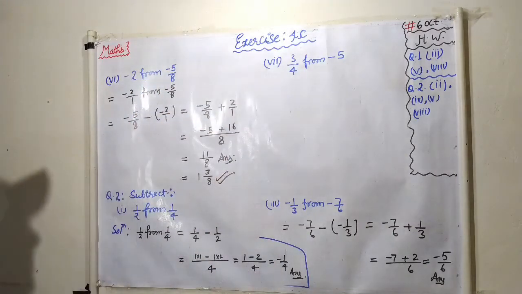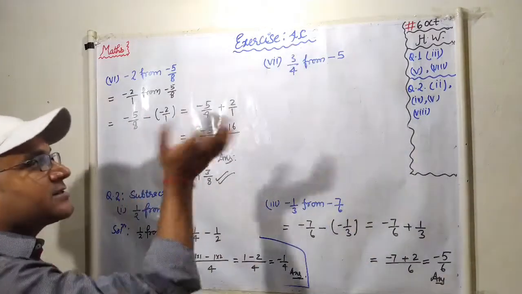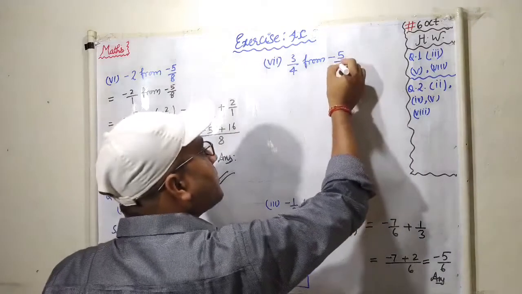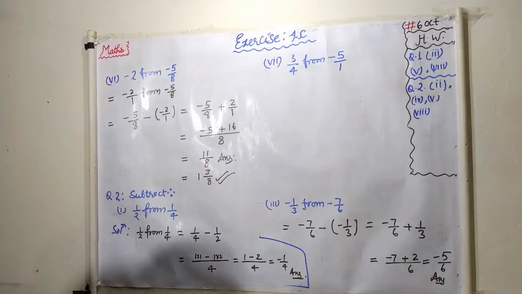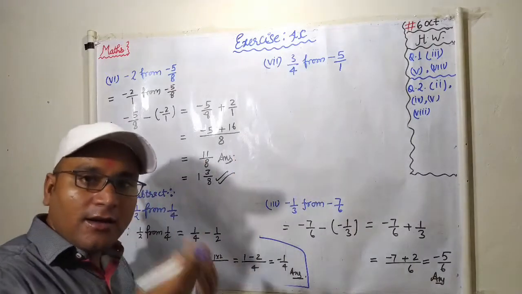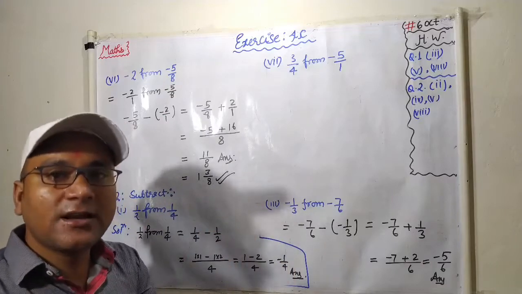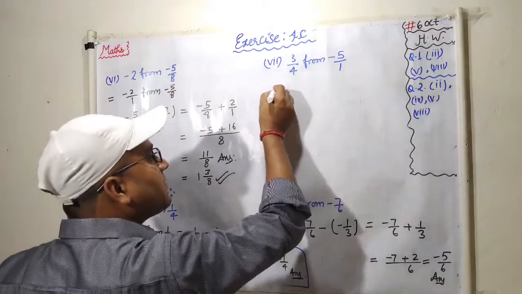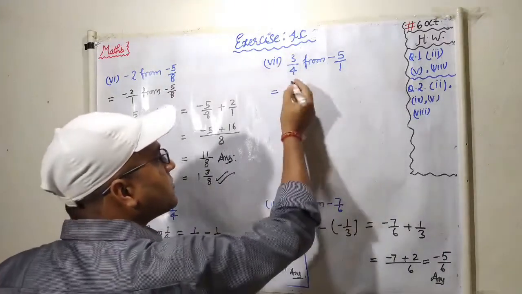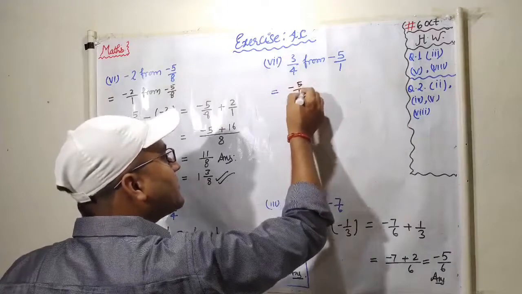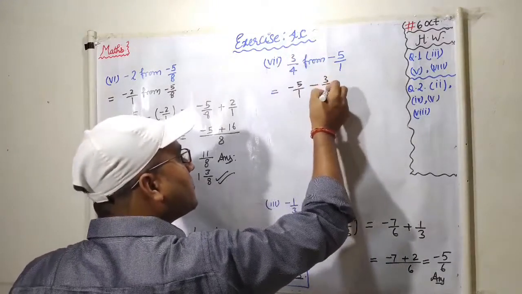Question number 7. Okay. Subtract 3 by 4 from minus 5. 5 is an integer. You will write 5 upon 1. If you want, you will write this 5 upon 1. You will change it into a rational number. Okay. You know that every integer is a rational number. So subtract minus 3 upon 4 from minus 5. So first you write minus 5 upon 1, then minus sign, and then because it is a plus, you will write 3 upon 4 as it is.